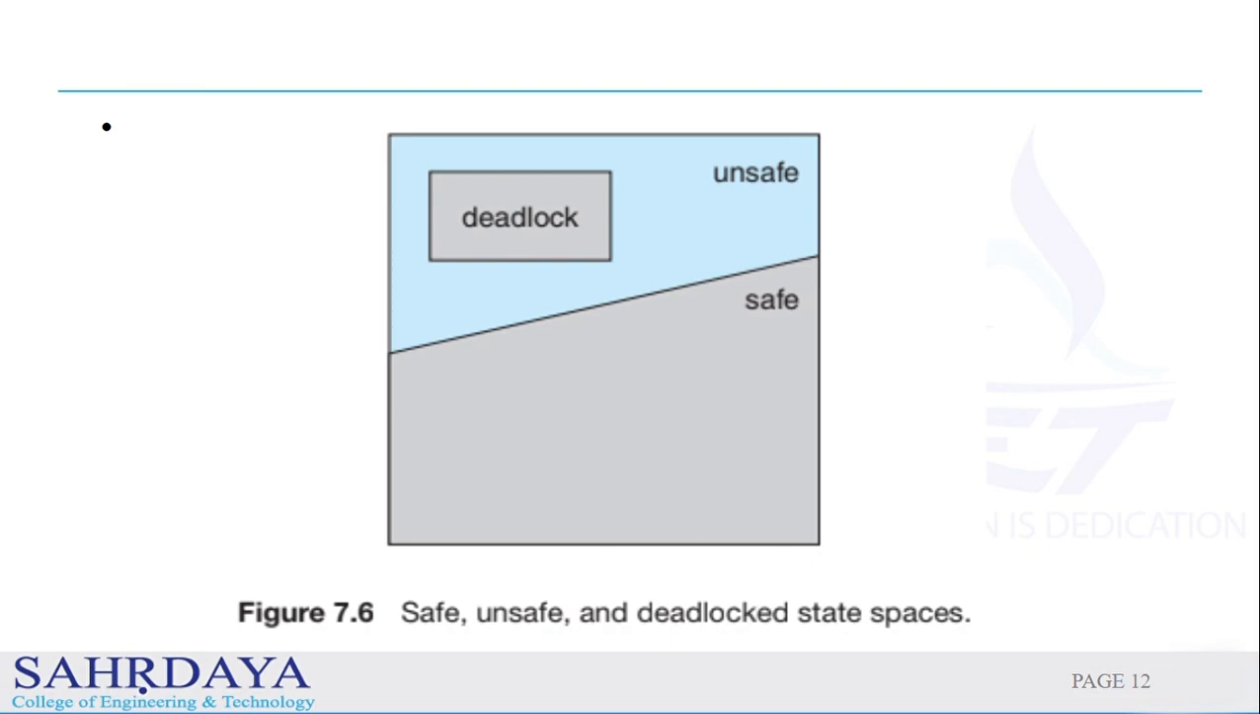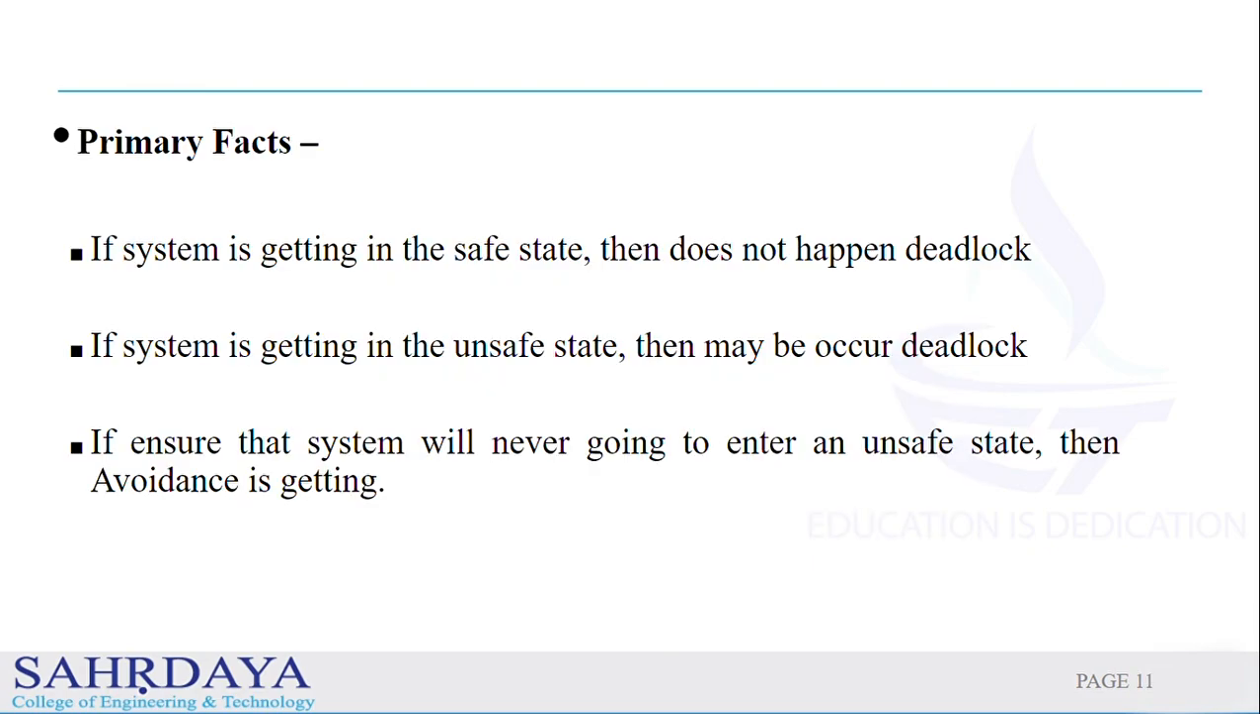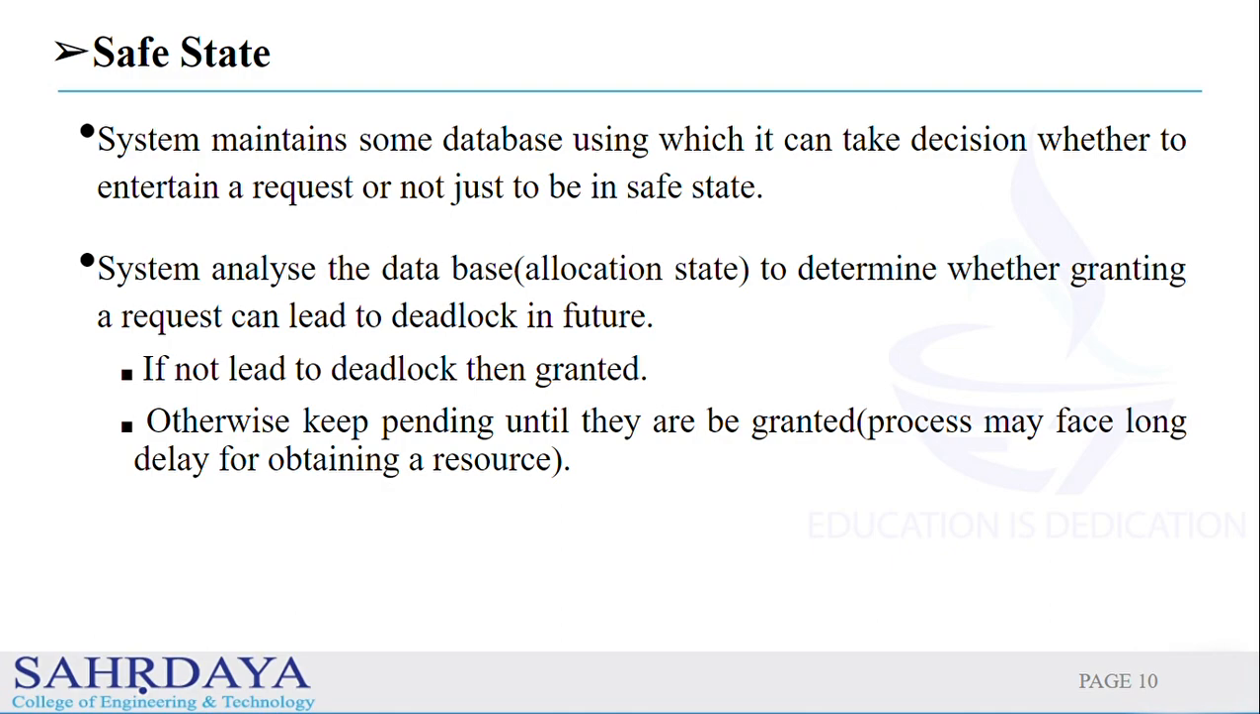So in deadlock avoidance, the kernel, or you can say the system, analyzes the database of the resource allocation system state to determine whether granting a request can lead to deadlock in the future. If it does not lead to deadlock, then it is granted. Otherwise, it is kept pending until it can be granted in the future. It also analyzes the database immediately.